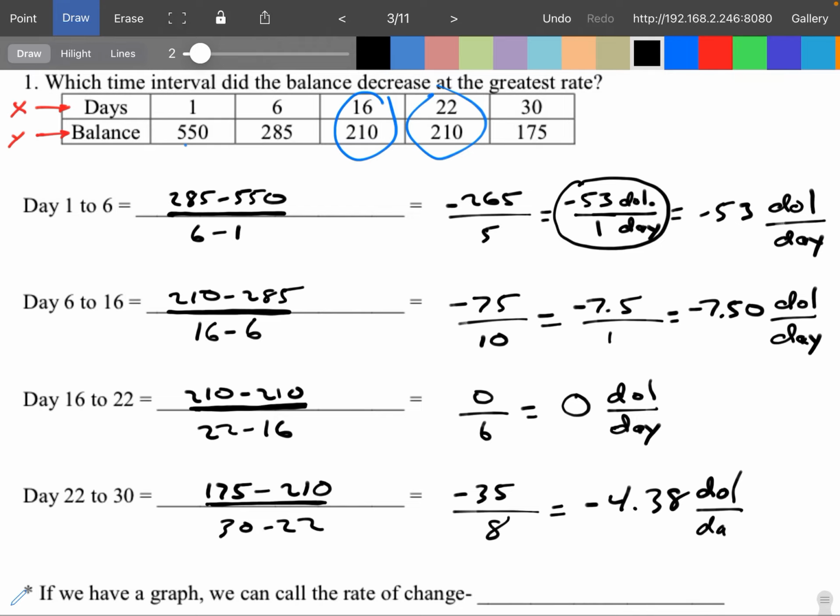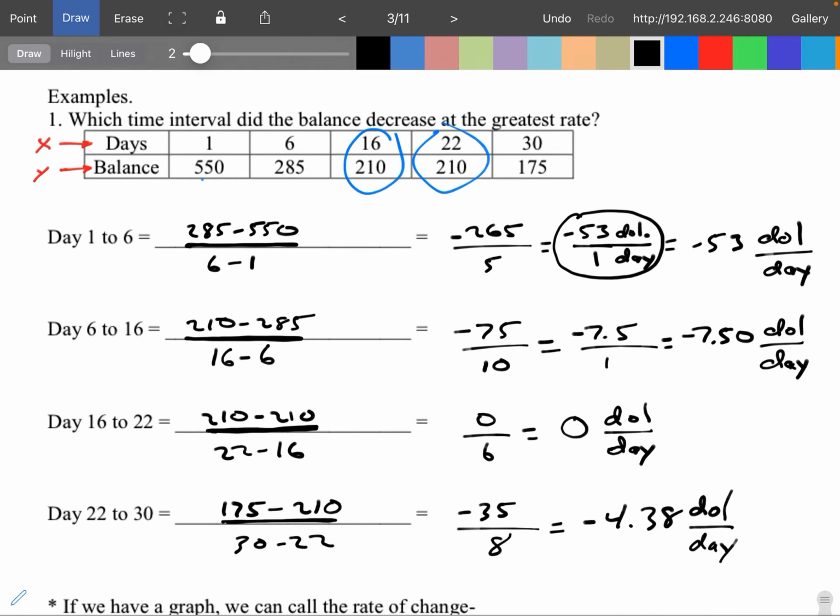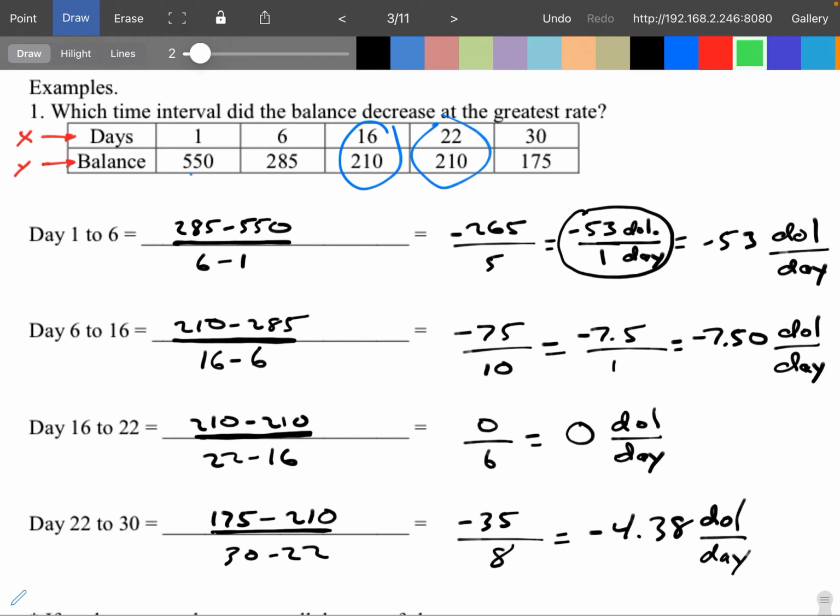And then divide that out on the calculator. And if we round off, we get 4.38. So we got a negative $4.38 per day. Which means from day 22 to day 30, your balance is decreasing at a rate of $4.38 a day.